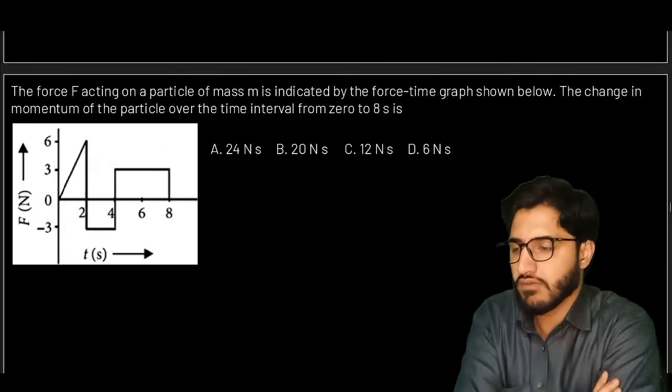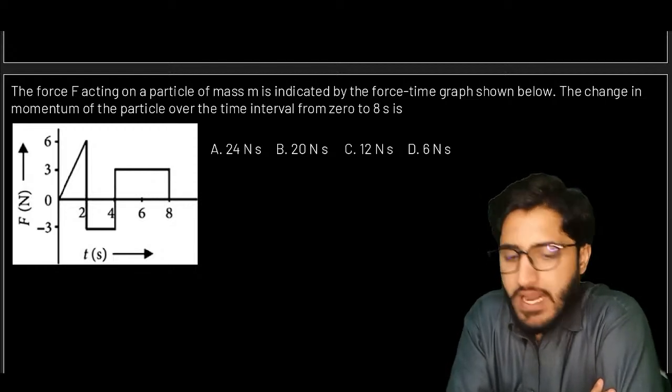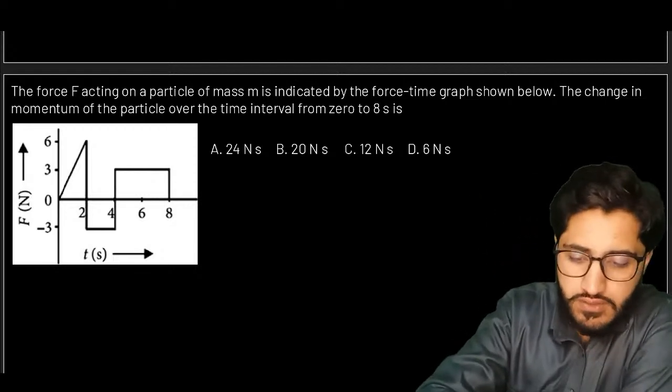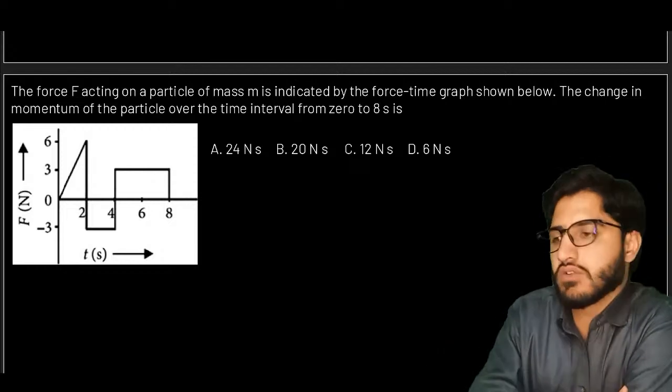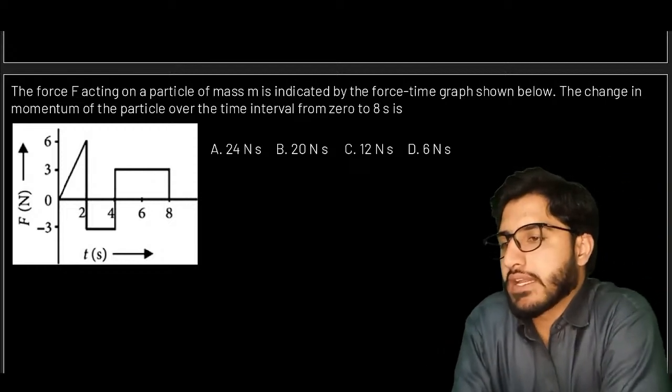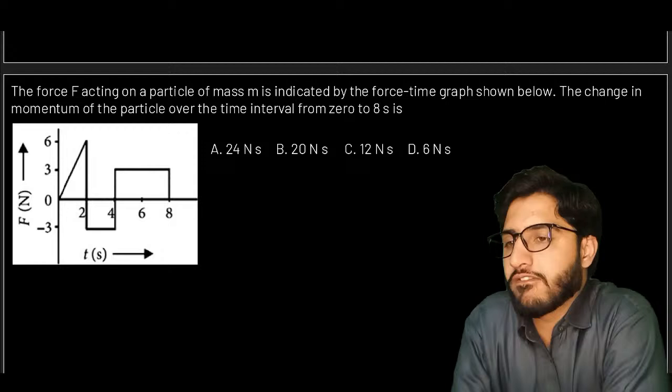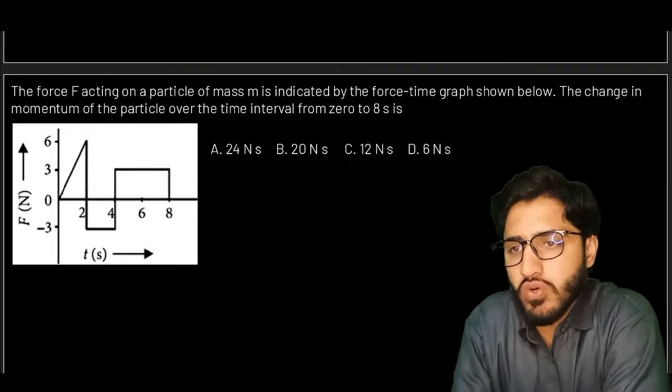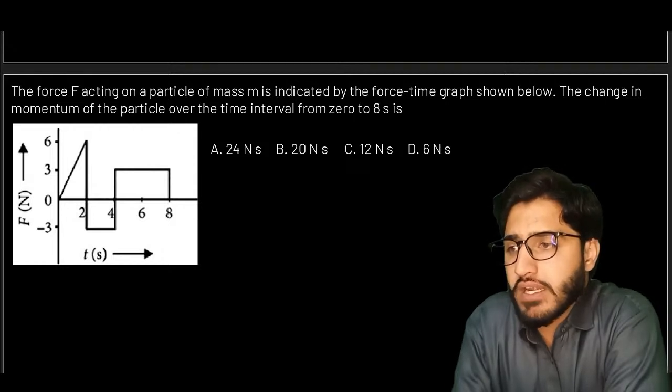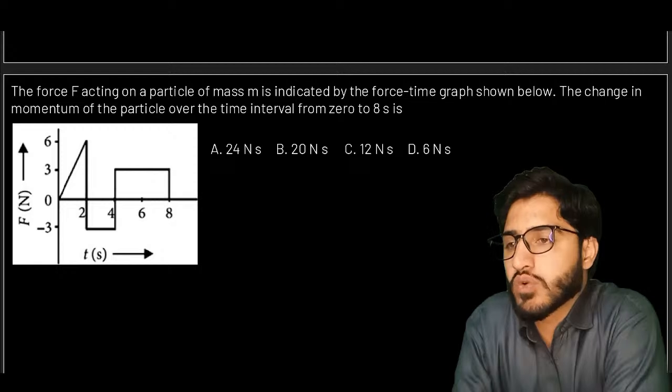Next numerical. So what do we have now? We have a force F acting on a particle. One second, I need to check the timing now. Okay, 1 hour to go. A force F acting on a particle of mass m is indicated by a force-time graph shown below. The change in momentum of the particle over the time interval from 0 to 8 seconds is?